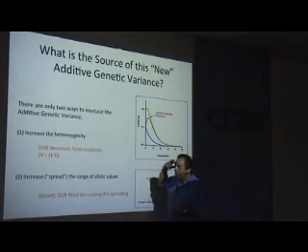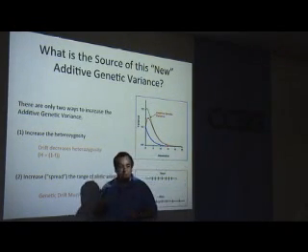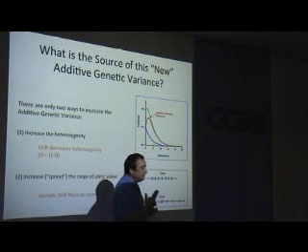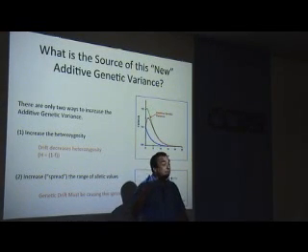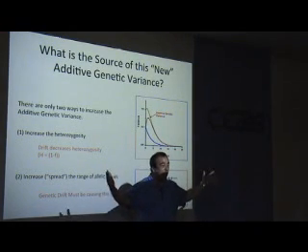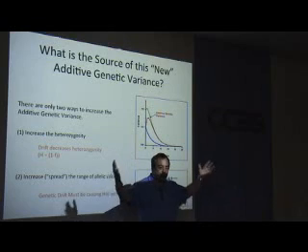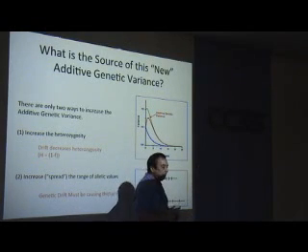It turns out that there are only two ways to increase the additive genetic variance. One is to increase the number of alleles, make more alleles which are more different. And we know that genetic drift can't add alleles. It's decreasing the number of alleles. That's just the way it is.